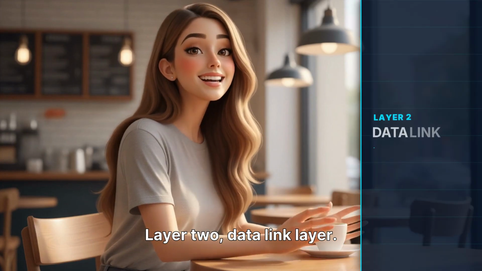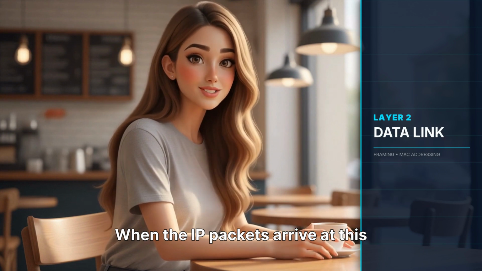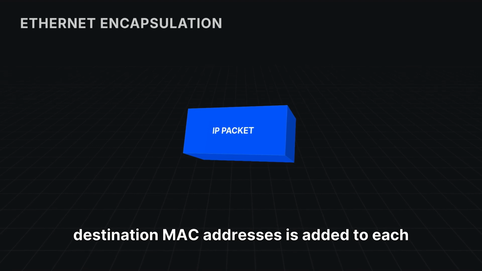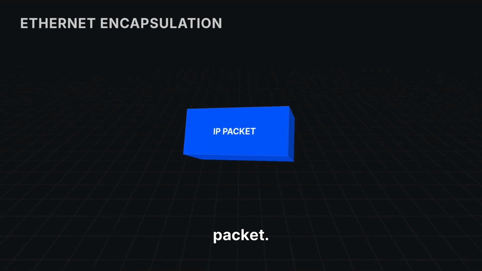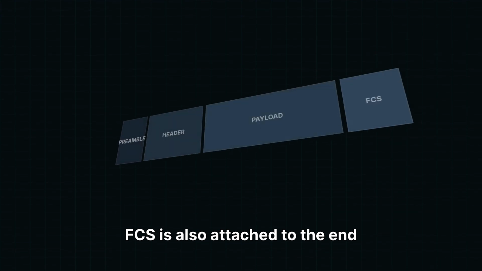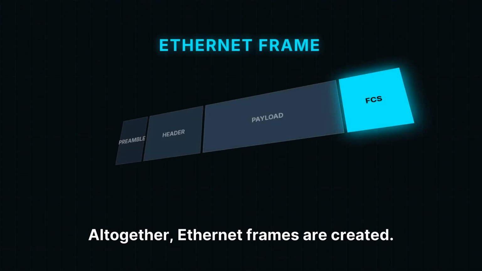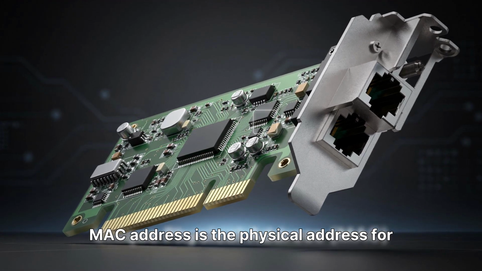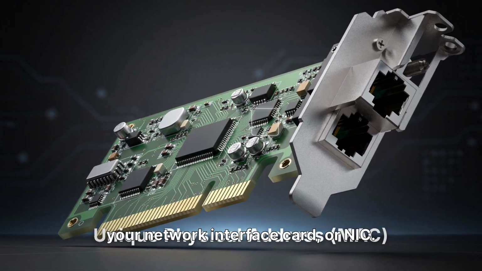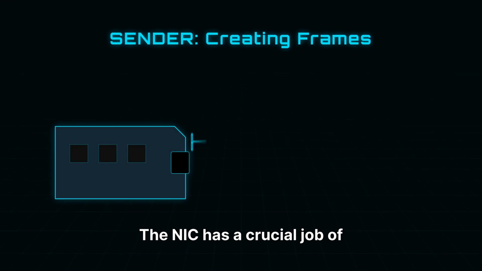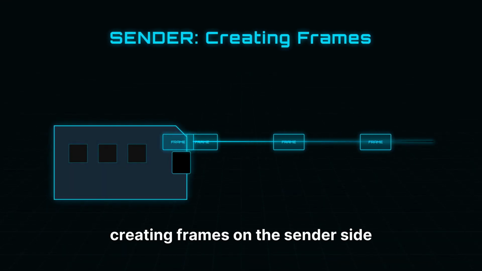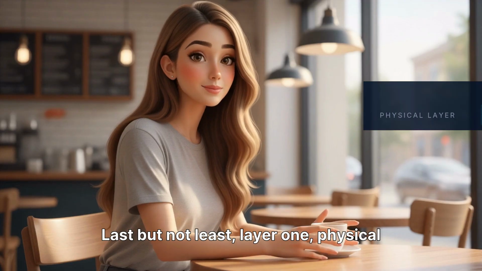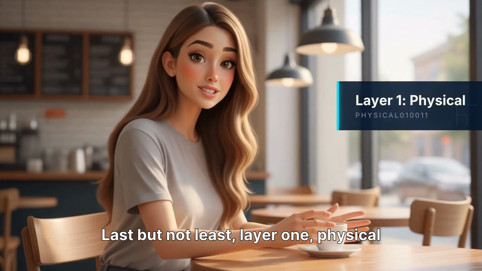Layer 2, data link layer. When the IP packets arrive at this layer, more header information such as source and destination MAC addresses is added to each packet. FCS is also attached to the end of the packet. Altogether, Ethernet frames are created. MAC address is the physical address for your network interface card, or NIC. The NIC has a crucial job of creating frames on the sender side and reading or destroying frames on the receiver side.